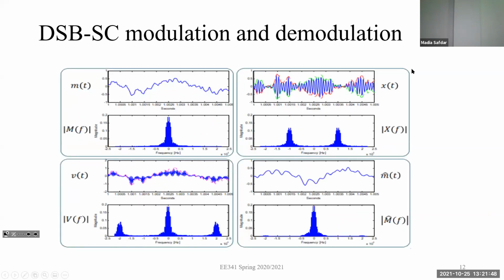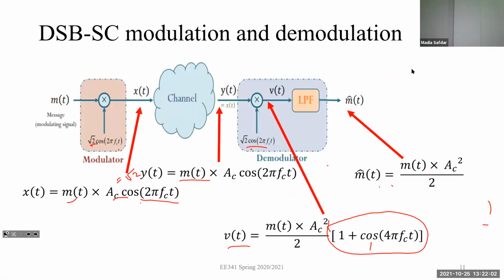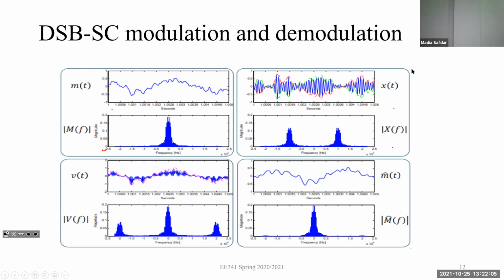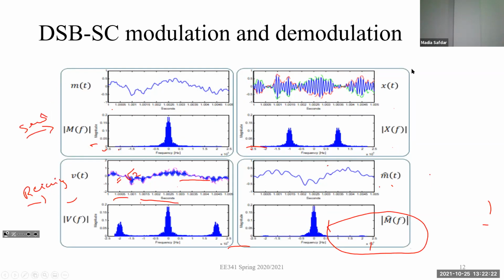So now this is the time domain message signal. This is the message signal in frequency domain. This is the modulated signal. This is the modulated signal in frequency domain. So this is V of t here, at the sending side. This is the receiving side. This is sending. Here, this is V of t, time domain. This is V of f, the frequency domain of this signal. Then this is M of t, the received signal. Then this is M of f, the frequency analysis of it.